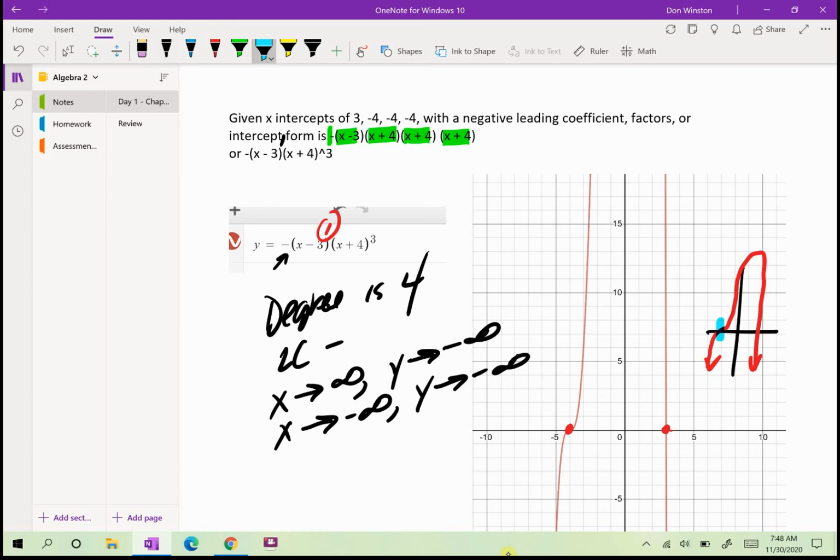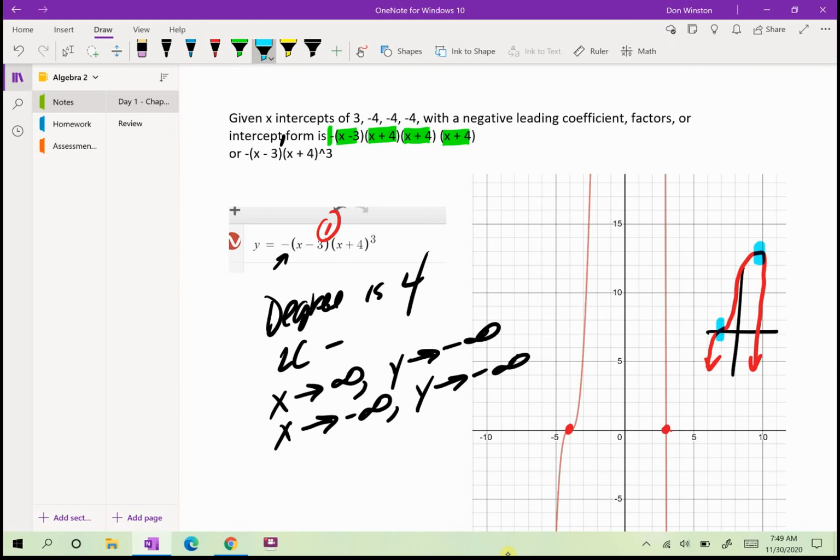Every n degree polynomial would have at most n minus 1 bends. At most, can't have more. So this fourth degree polynomial can't have 4 bends or more. It can have at most 3 bends, but it can also have less than that.